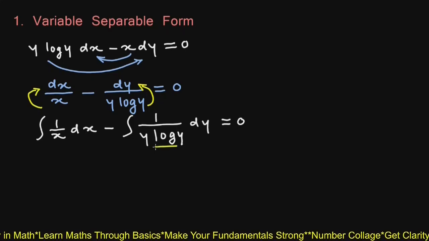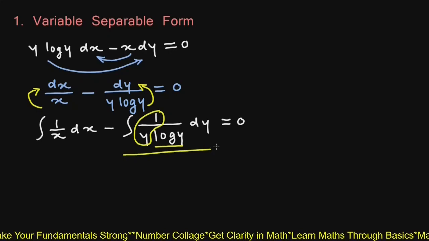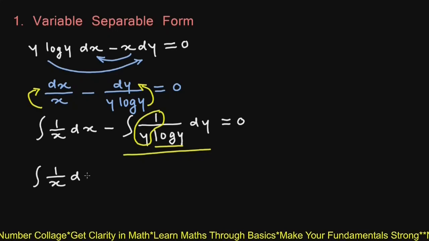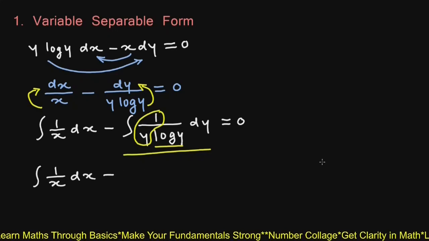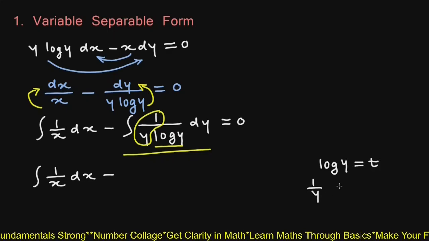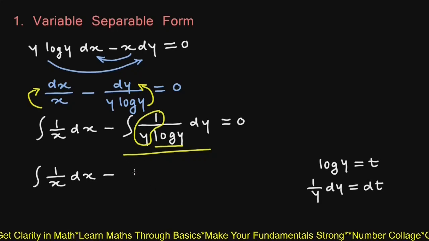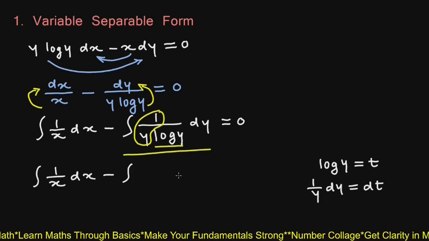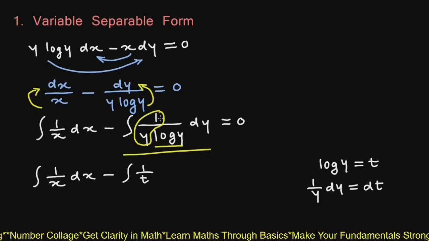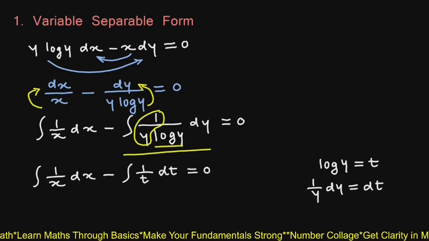The derivative of log y is 1 upon y. Therefore, we will solve this integral by substitution. So, integral 1 upon x dx minus, here we will substitute log y equals t. After differentiation, it will be 1 upon y dy equals dt. So after substitution, this integral will change into integral: for 1 upon log y, we write 1 upon t, and for 1 upon y dy, we write dt, equals 0. Now we can integrate this.